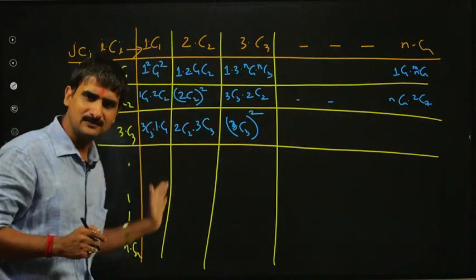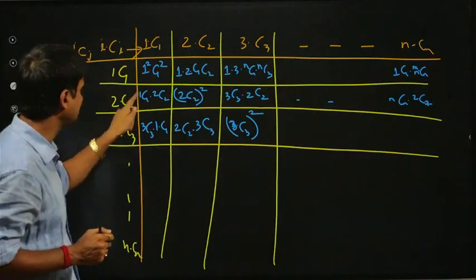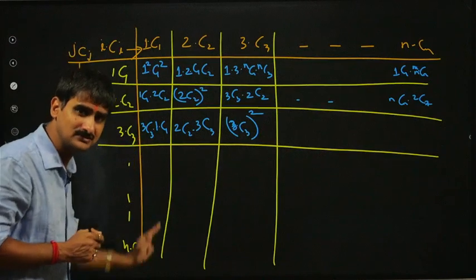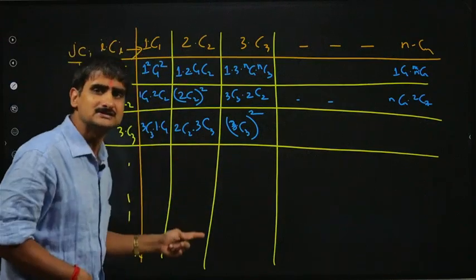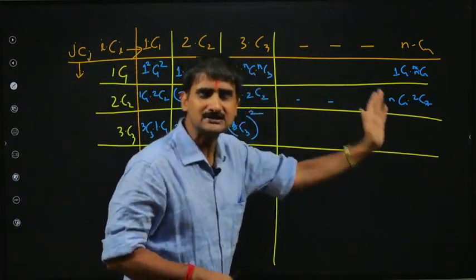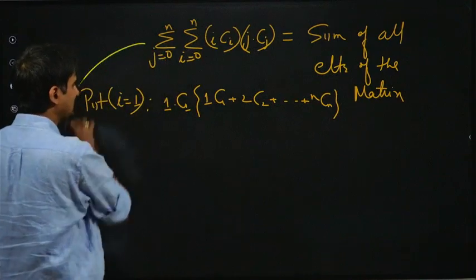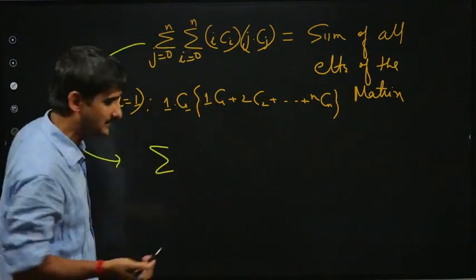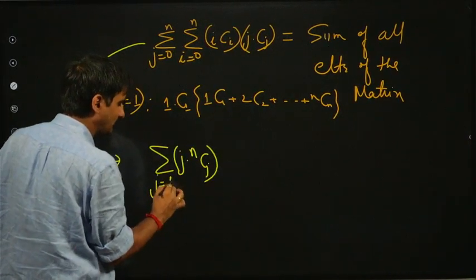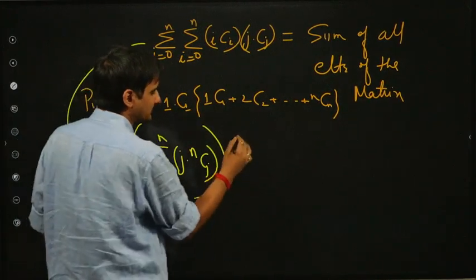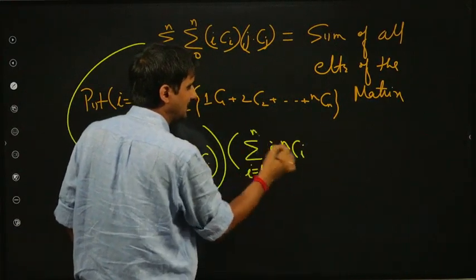Or you can say the first column here is the same thing: 1C1 whole square, and then 1C1 into 2C2, 1C1 into 3C3, like this. And then similarly, when you put i equal to 2, you will get the second row, third row, and hence the sum of all the elements is given by this series. And solving this series is really very simple. Why? Because they are independent. So I can simply write it as the summation of jCj, j goes from 1 to n, and this into similarly the summation of i into nCi, i goes from 1 to n, isn't that so?